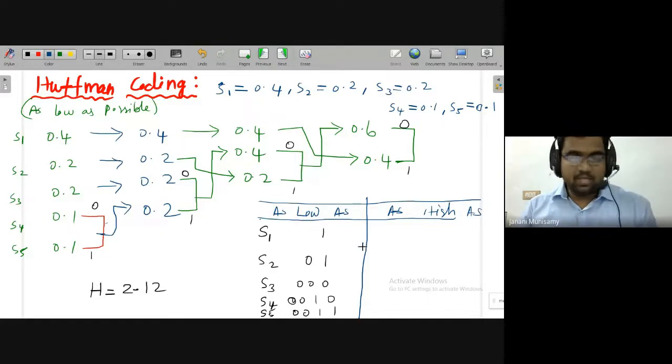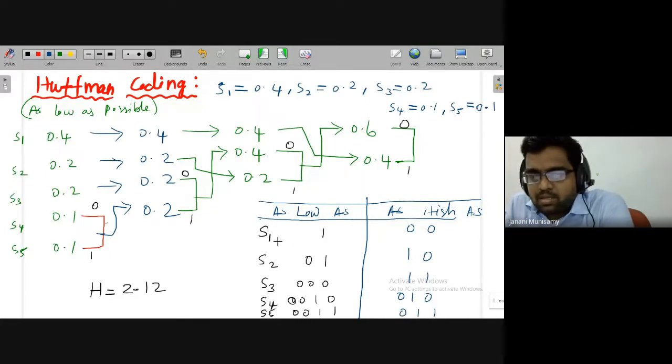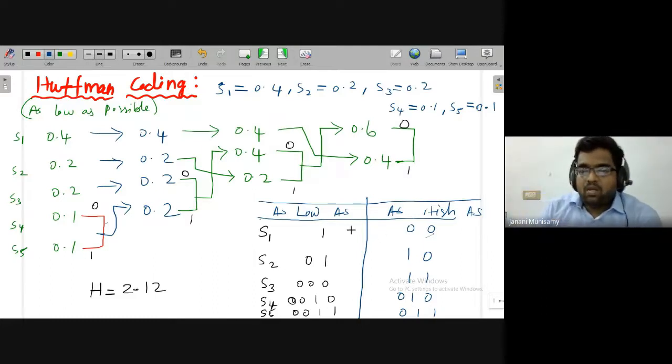Once you write as high as possible, here you will get 0, 0, 1, 0, 1, 1, 0, 1, 0, 0, 1, 1. Here you can understand, see, in the different technique, the length of the code word is differing. See, for S1 here 1, but here 2. Similarly for S4 and S5, here it is 4, but here it is 3. But if you try to find out the average code word length for both the methods, both will be same. That is the important observation here.